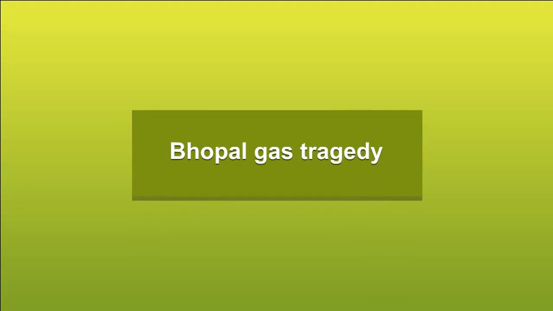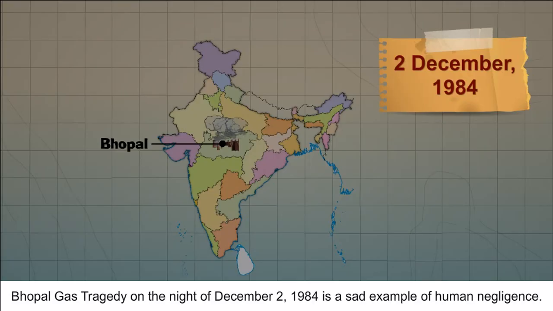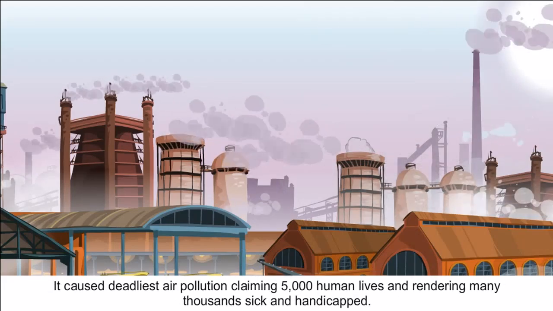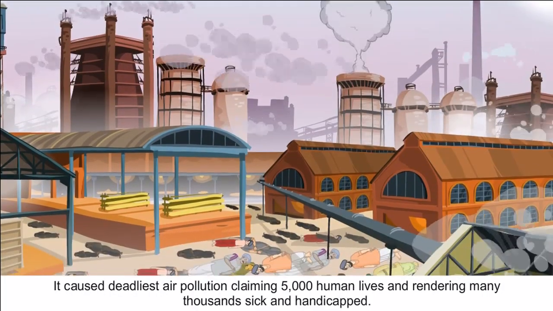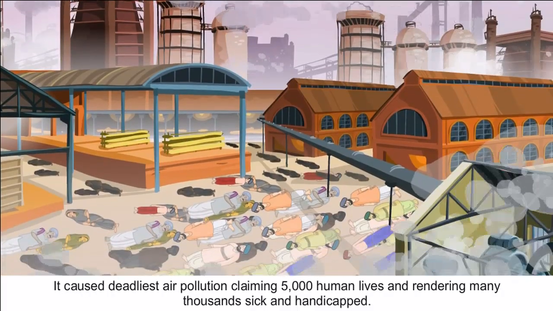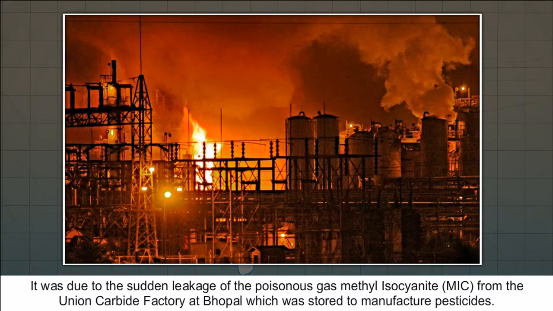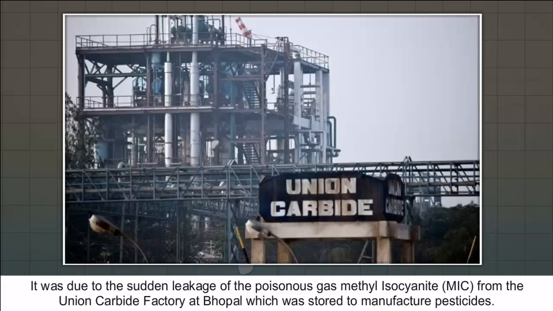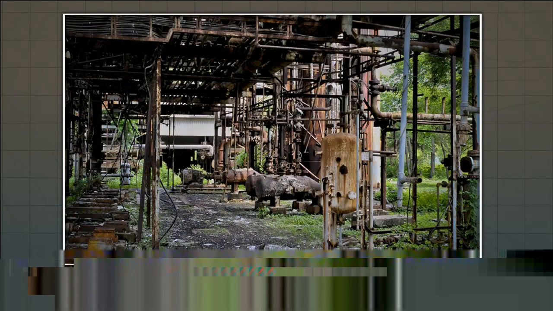Bhopal gas tragedy. The Bhopal gas tragedy on the night of December 2nd, 1984 is a sad example of human negligence. It caused deadly air pollution, claiming 5,000 human lives and rendering many thousands sick and handicapped. It was due to the sudden leakage of the poisonous gas methyl isocyanate from the Union Carbide factory at Bhopal, which was stored to manufacture pesticides.